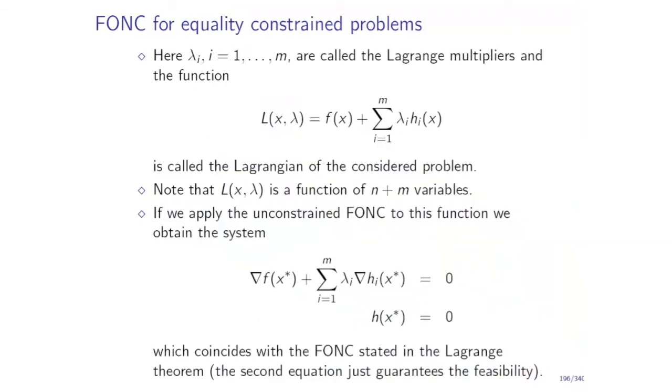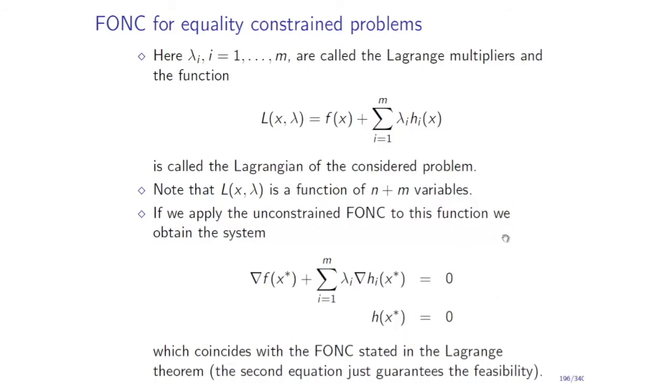The lambda multipliers that we are using and the function L of x, lambda that we consider here actually have names. The lambda i's are called the Lagrange multipliers, and this function L of x, lambda is called the Lagrangian of the problem. L of x, lambda is a function of n plus m variables, as we mentioned. So when we apply the unconstrained first-order necessary condition to the Lagrangian, this is what we obtain.